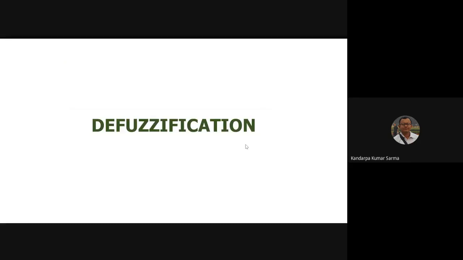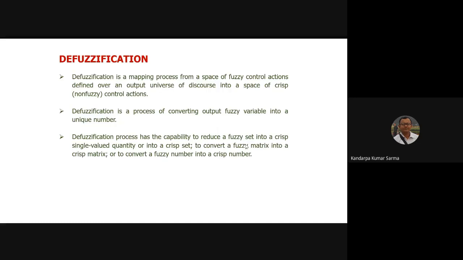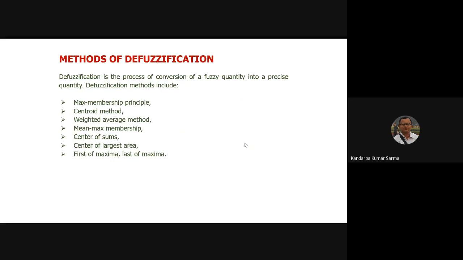Now we come to the defuzzification process. Defuzzification will be just a reverse process. It will be a mapping process from the fuzzy space to the crisp space, to the crisp world. So you need to convert a fuzzy variable to a crisp variable, into a unique real world number. The defuzzification process has the capability to reduce a fuzzy set into a crisp single-valued quantity or into a crisp set, to convert a fuzzy matrix into a crisp matrix, or to convert a fuzzy number into a crisp number.